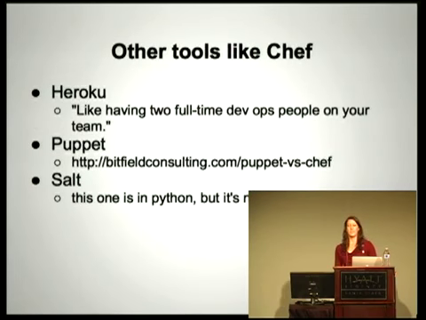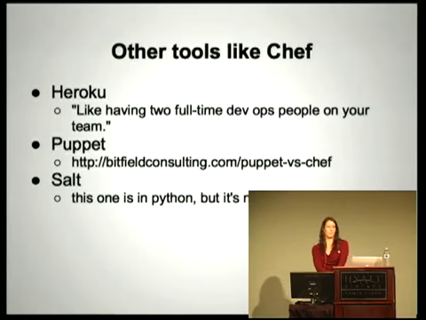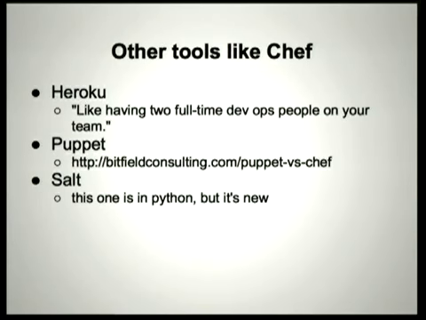Other tools like Chef. So I use Heroku. Heroku is great. They manage everything for you. You just have a requirements file that lists the installations and the versions. You deploy to Heroku, and they do everything for you. And people that I know who love Heroku have said that it's like having two full-time DevOps people on your team, because they do so much work behind the scenes.